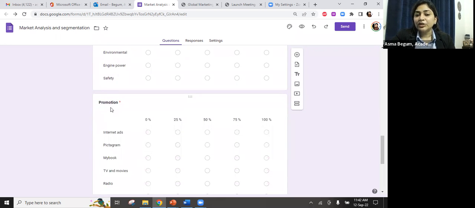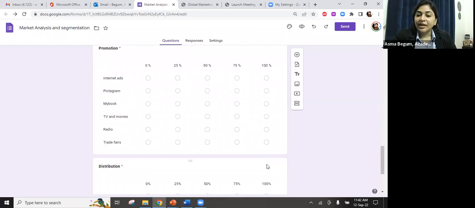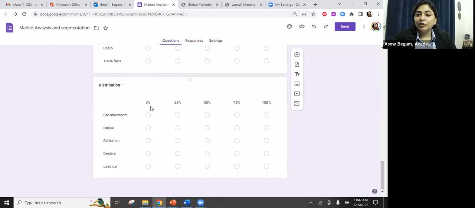After completing this, you will also complete for your segment what are the various promotional activities you will use: internet ads, pictogram, my book, TV and movies, radio, or trade fairs. The information given in the data sheet will help you in deciding how you're going to do these promotional activities for your segment. After completing that, you'll also be able to decide what kind of distribution channels you will use for your segment. For this activity, you have next 10 to 15 minutes to do this. And your time starts now.